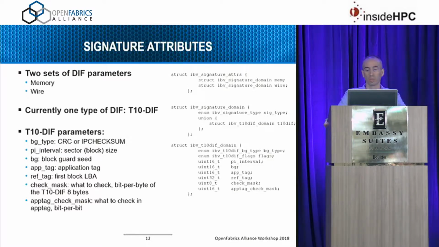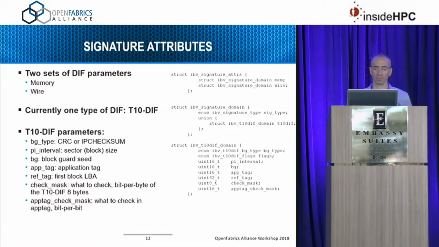The block guard, the 2-byte guard area of the signature, whether it should be CRC or checksum. The protection information interval: what would be the block size? As I said, typically it is 512. The block guard seed, that's the seed for calculating the CRC. The application tag, which is up for grabs; each application can use it as it wishes. There's the reference tag. As I mentioned, the reference tag is usually a way to describe the block and the block address, mostly the last 4 bytes of the LBA.